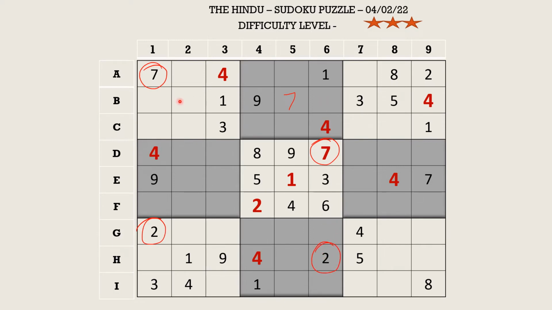So B2 takes 2. There is a 6 in column 6 that blocks B6 here. So the only remaining number is 8. So B6 takes 8 and B1 takes 6.